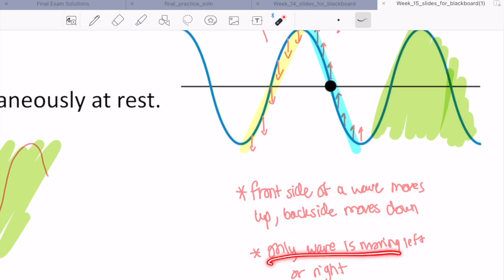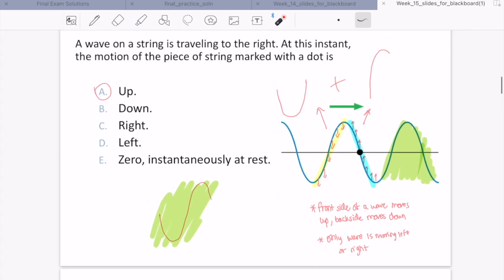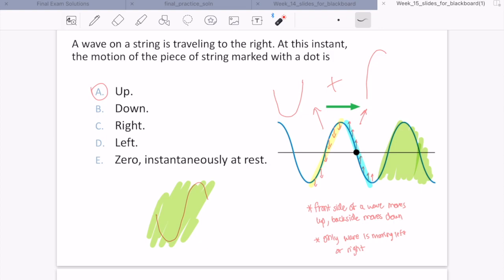And so the only thing is that the wave is moving left to right, but the individual particles themselves, the medium itself, is just moving up and down. So that would eliminate right and left. And so you'd just be looking at up and down, whether it's backside or front side.